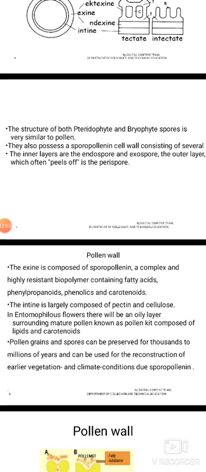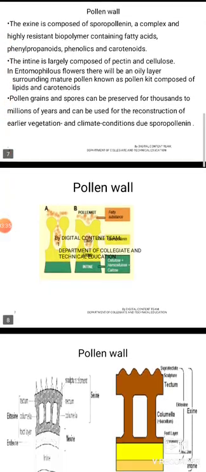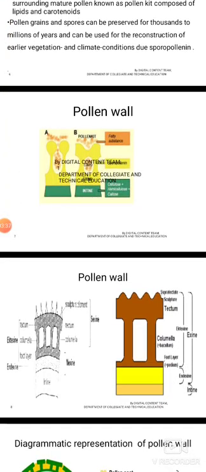In entomophilous flowers, there is an oily layer surrounding mature pollen known as pollen kit, composed of lipids and carotenoids. Due to sporopollenin, pollen grains and spores can be preserved for thousands to millions of years and can be used for reconstruction of earlier vegetation and climatic conditions. This is the pollen wall structure.